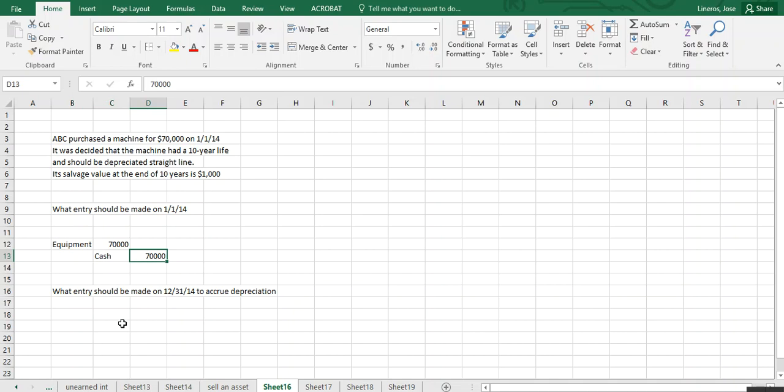So, speaking of depreciation, what entry should we make on 12/31/14? So we're going to go ahead and accrue depreciation and not lie to the outside world and tell people, hey, this equipment that we bought for $70,000 is actually worth less now. So let's think about this entry. What would you book after 1 year from 1/1 to 12/31? I'll give you a minute.